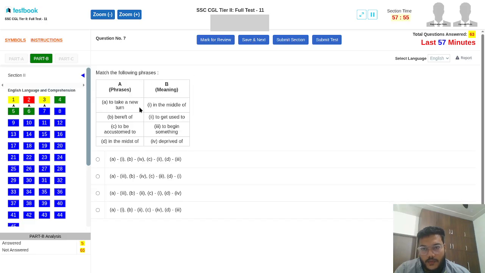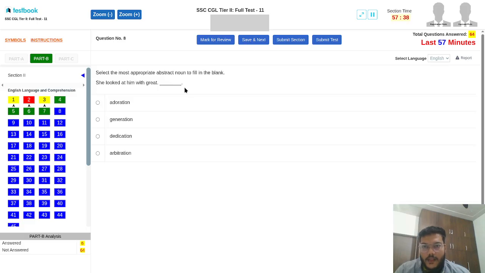Meaning to take a new turn, in the middle of, to begin something, to pray. To be accustomed to, get used to. In the midst of, in the middle of. Bereft of, deprived of.